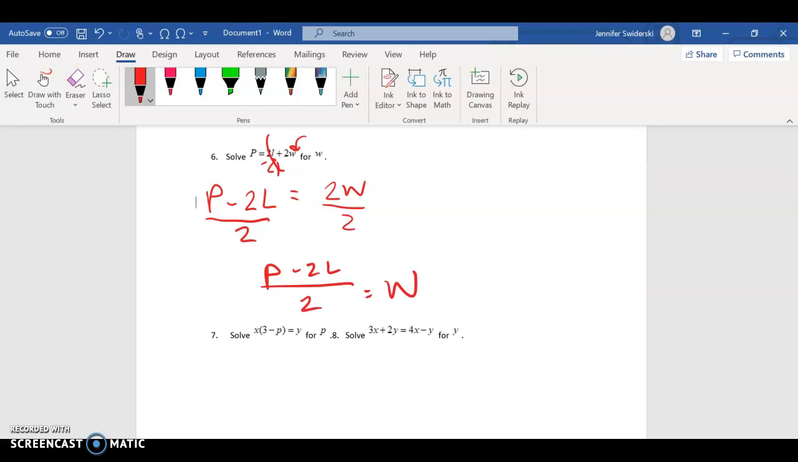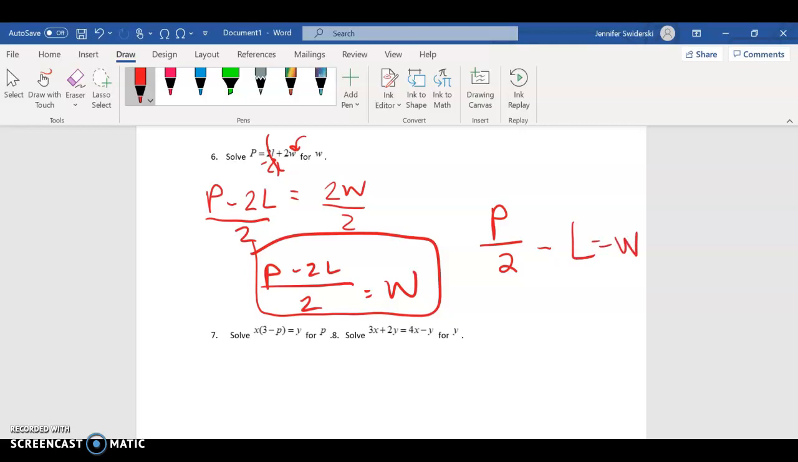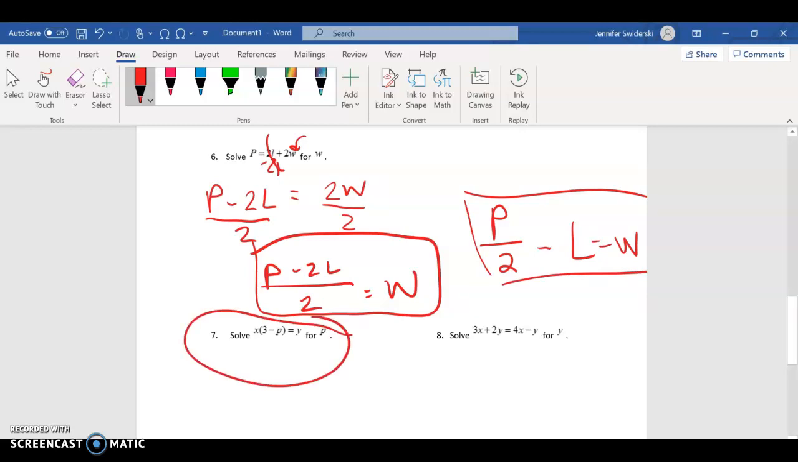Okay, that is one way you could write it. That's one answer. Another answer you could have would be, since I'm dividing by 2, I could say p over 2 minus, if I do 2l divided by 2, I'm just left with l equals w. Either of those would be acceptable answers. I'm going to have you try number 7 on your own, and I'm going to hop in on number 8.